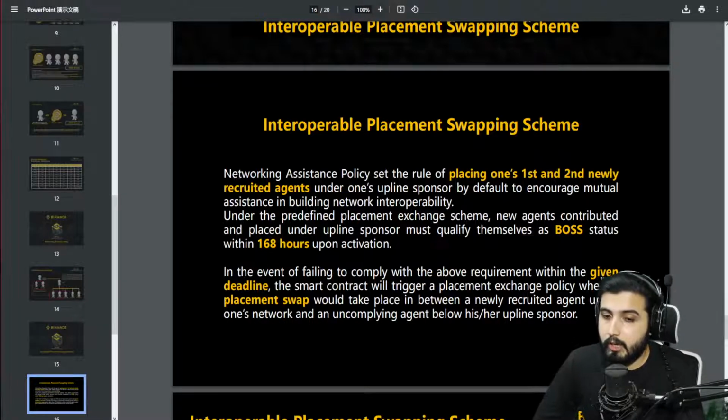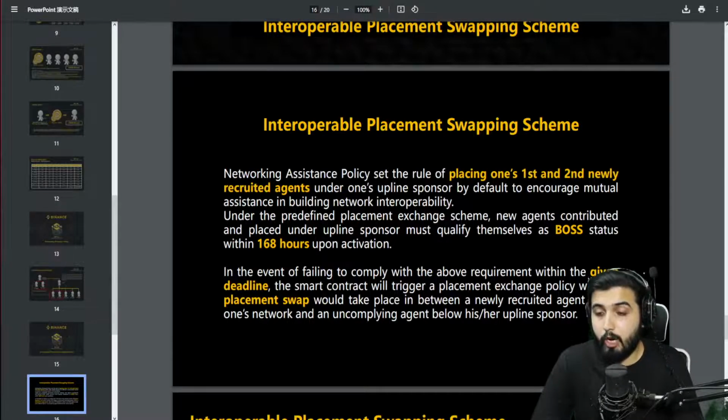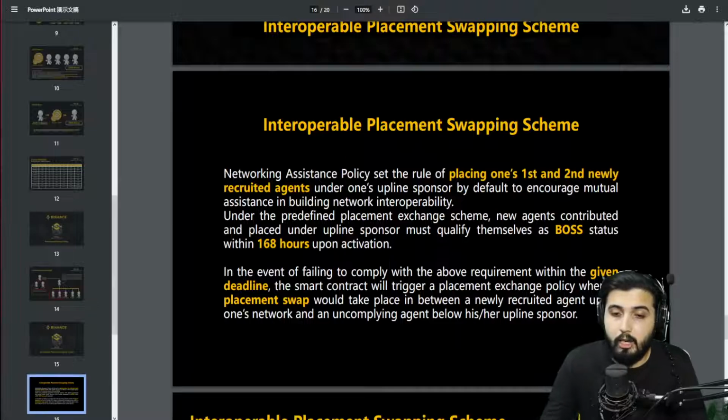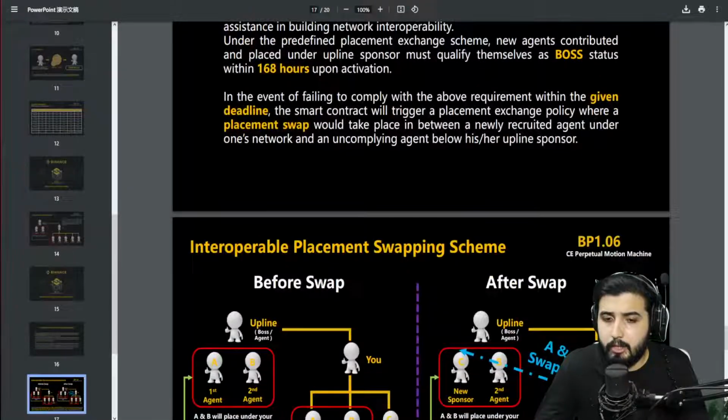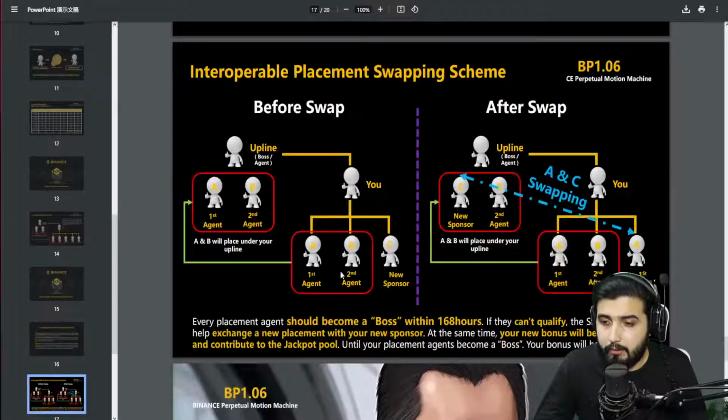In the event of failing to comply with the above requirement within the given deadline, the smart contract will trigger a placement exchange policy where a placement swap would take place between a newly recruited agent under one's network and a non-complying agent below his or her upline boss. So this is their interoperable placement swapping scheme, which can be kind of difficult. So let's see what happens in this one.